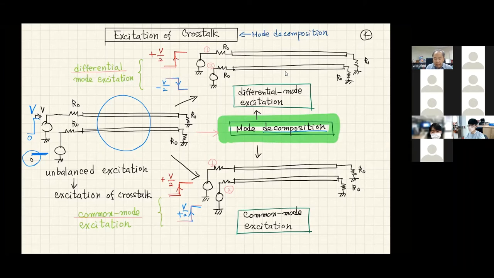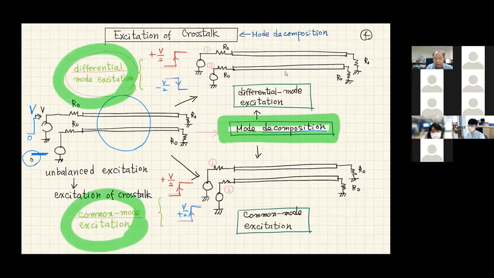By adding this differential mode and common mode, addition of this half voltage line one and half voltage line two will be the same as this 1 volt step voltage application. However, in line two, in differential mode, we're gonna generate half negative voltage step. And in common mode in line two, we're gonna apply the positive voltage step. This and this voltage will cancel each other. So that will be same as the original condition where we have zero voltage.